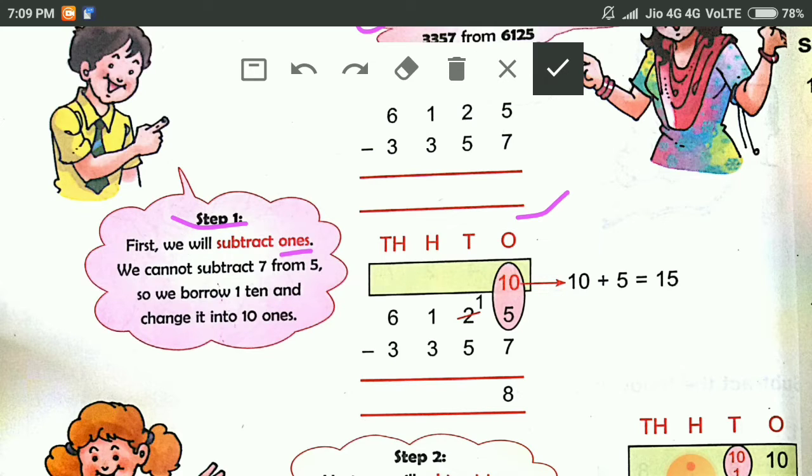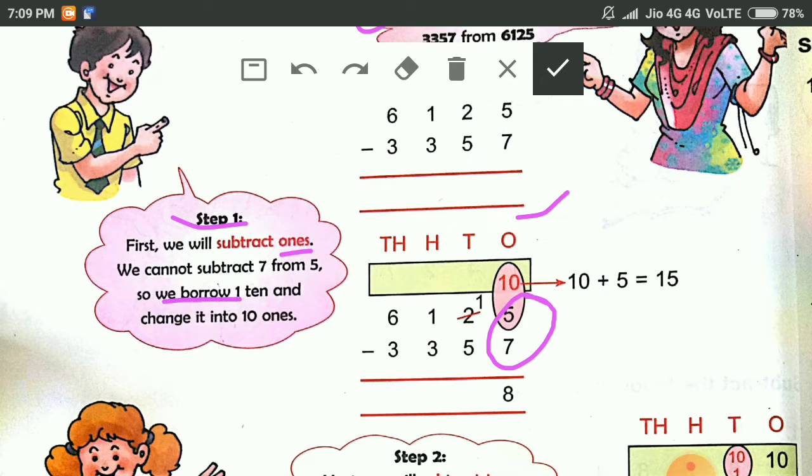We cannot subtract 7 from 5. In the previous class, I told you we subtract the smaller number from the greater number. And you can see here, you have to subtract 7 from 5. That means greater number from a smaller number. It's not possible for you. Then what will you have to do?